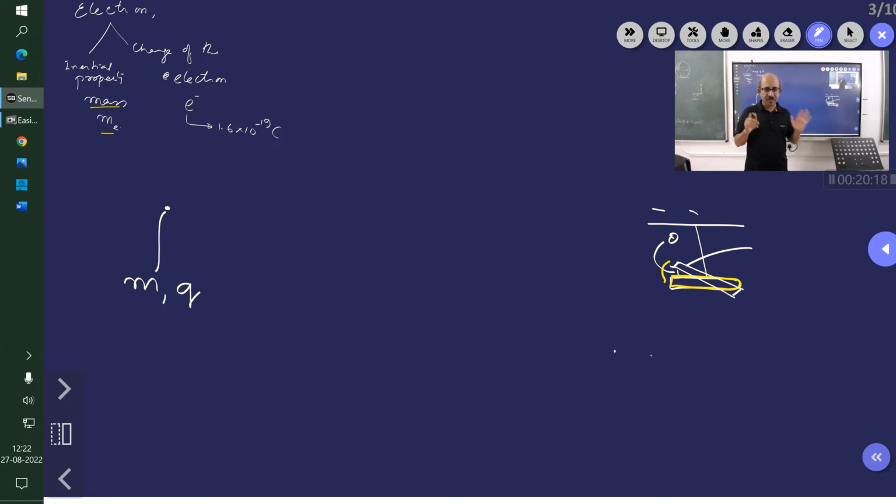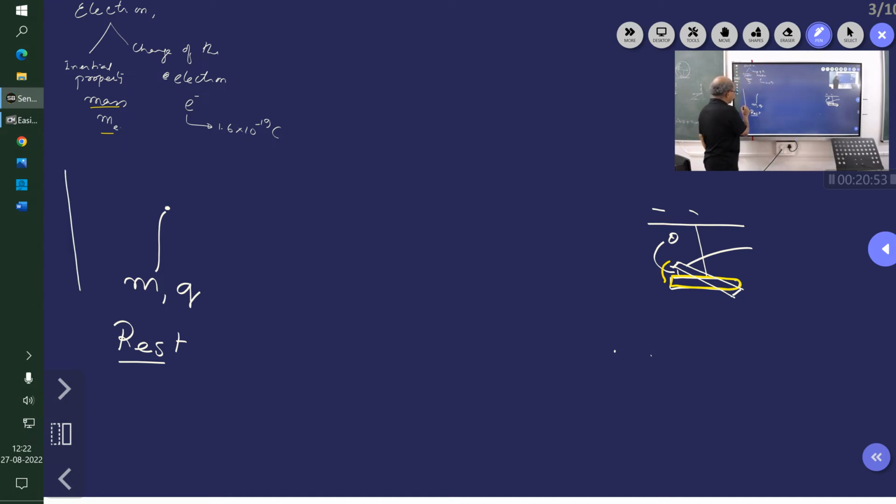Right. And now if this charge is at rest, you know what rest is? Rest is a state of motion. That means the body or the particle will occupy the same position during an interval of time with respect to a reference point. Then we say it is at rest. So now this charge is in the state of rest with respect to some point.